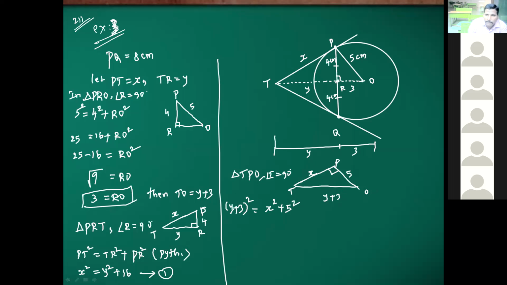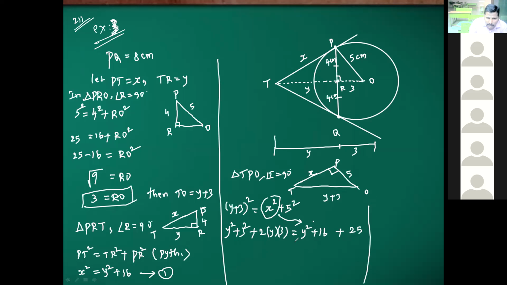So this is a plus b whole square, isn't it? You can square this. A square plus b square plus 2ab, with a value y and b value 3, which is equal to x square. We know the x square value. What is the x square value? By answer number 1, take it: y square plus 16. Plus 5 square value 25. That's it. Now you just simplify this.